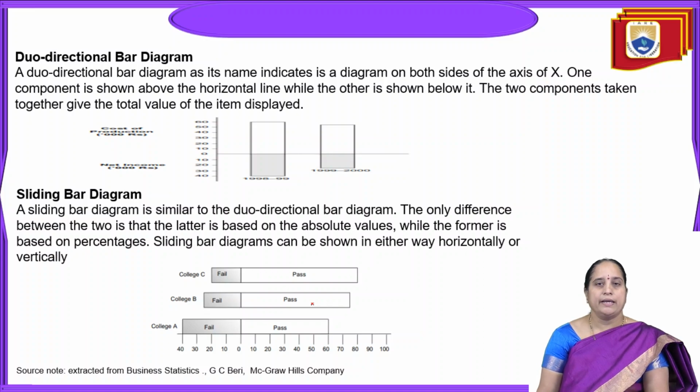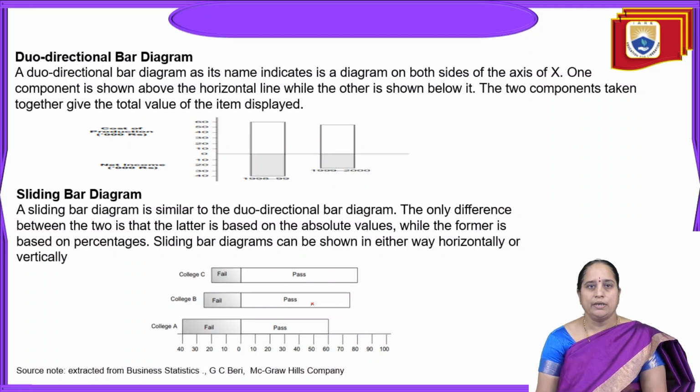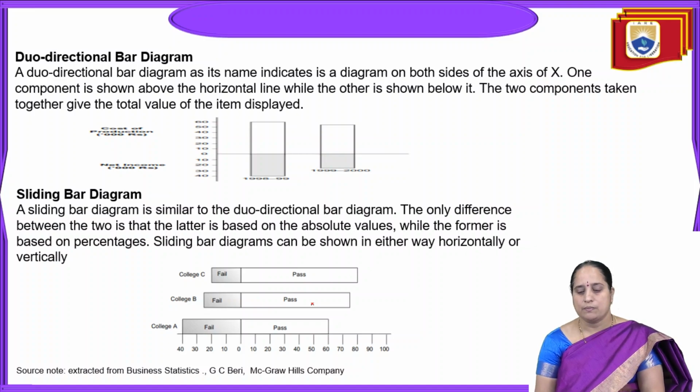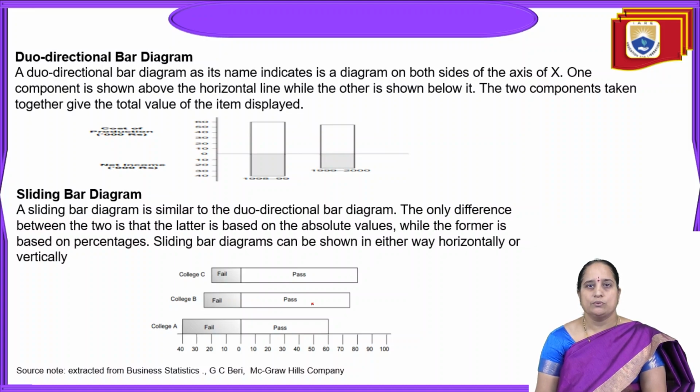A sliding bar diagram is similar to the directional bar diagram. The only difference between these two is that the latter is based on absolute values while the former is based on percentages. So that is the only difference between directional bar diagram and sliding bar diagram.